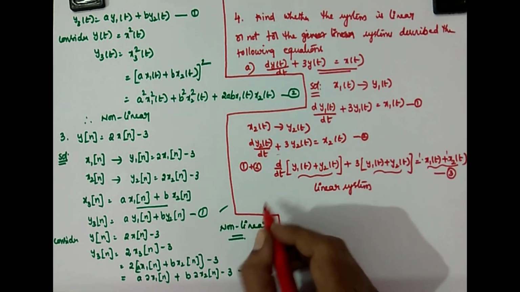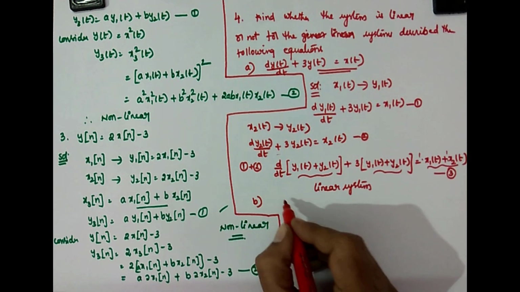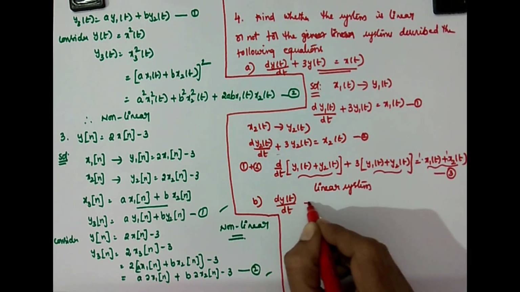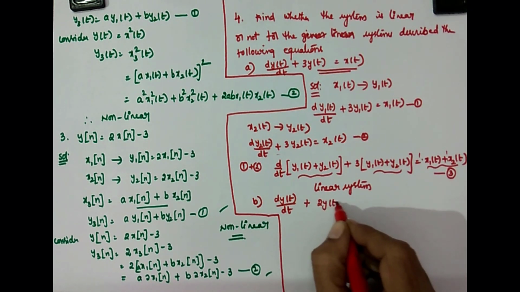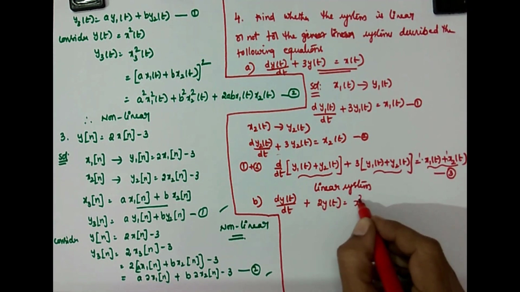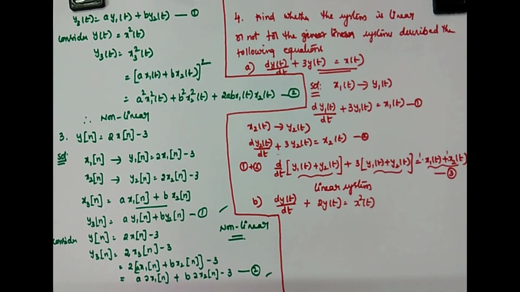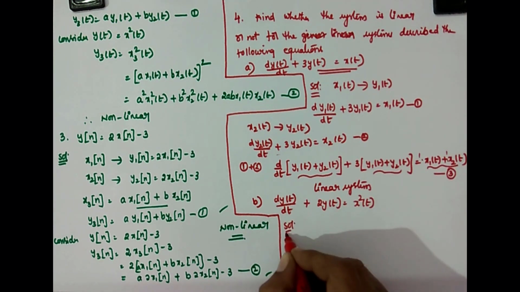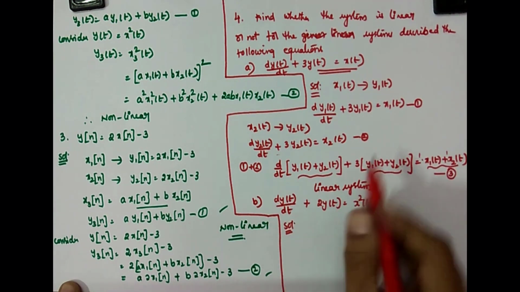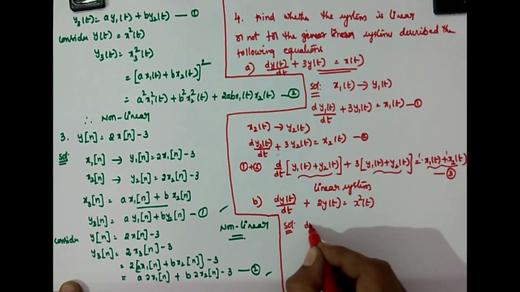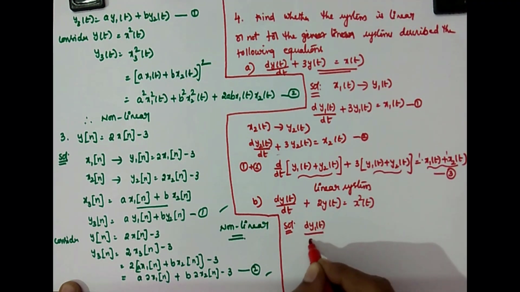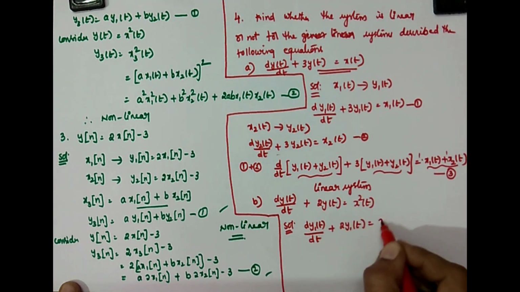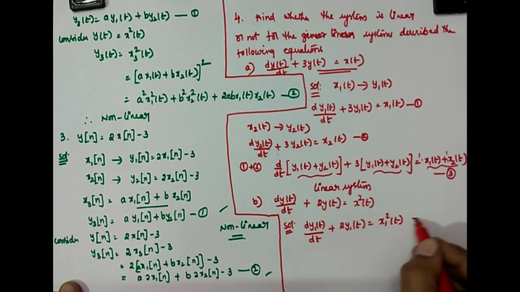Then take another problem. d into y of t by dt plus 2 into y of t is equal to x square of t. Okay, then follow the same procedure. Consider for x1 of t. For x1 of t, the equation is d into y1 of t by dt plus 2 into y1 of t is equal to x1 square of t. Let this be equation number 1.